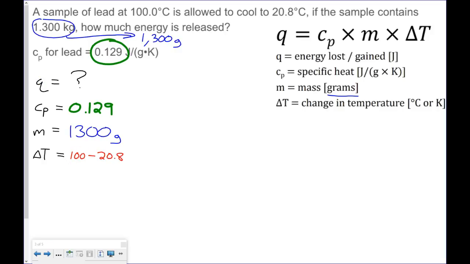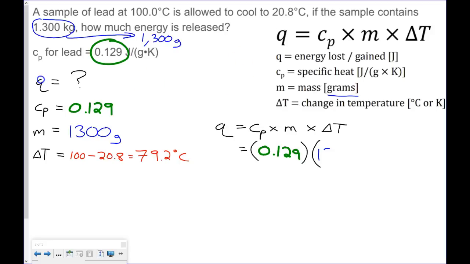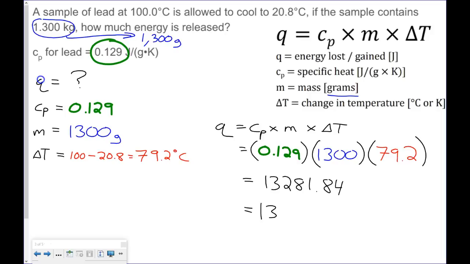The change in temperature is going to be going from 100 degrees Celsius cooling down to 20.8 degrees Celsius. That's going to work out to be a change in temperature of 79.2 degrees Celsius. Plugging this in here, solving for my energy, is going to leave me with a final amount of energy, 13,281.84 joules, or 13.28 kilojoules.